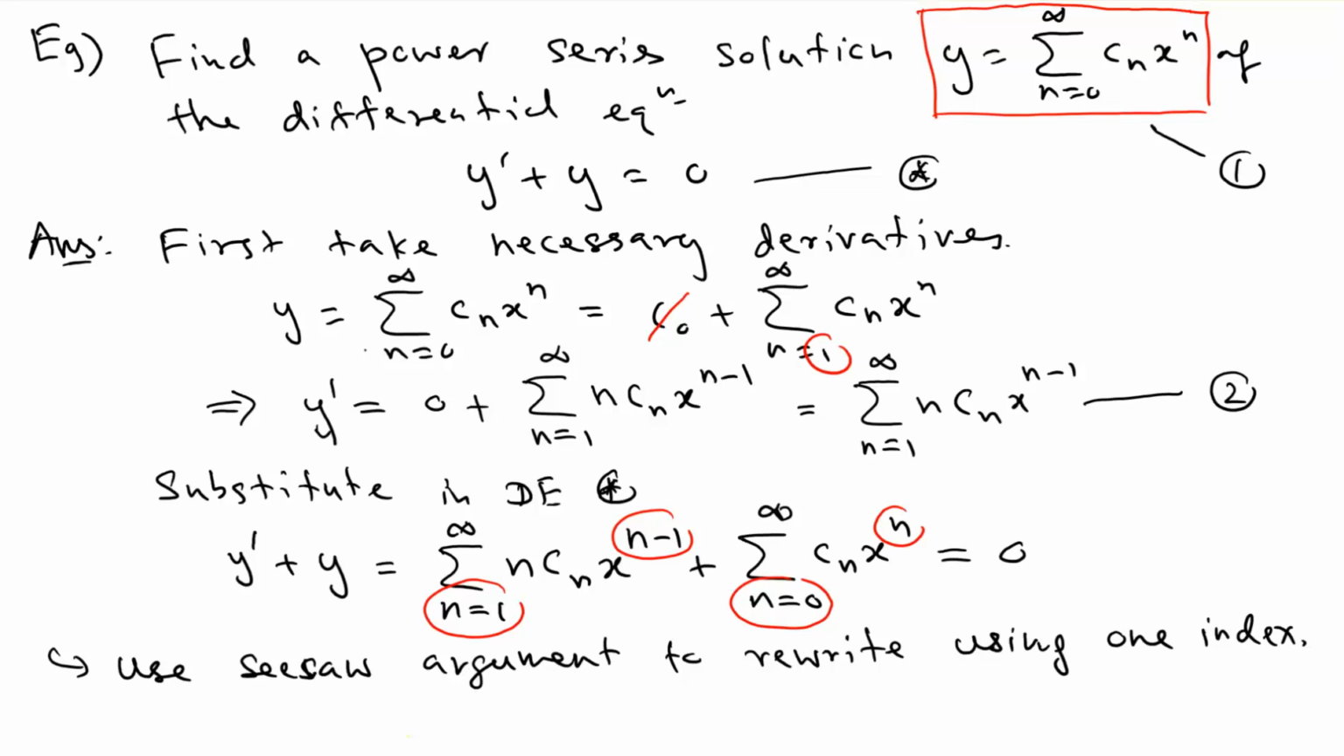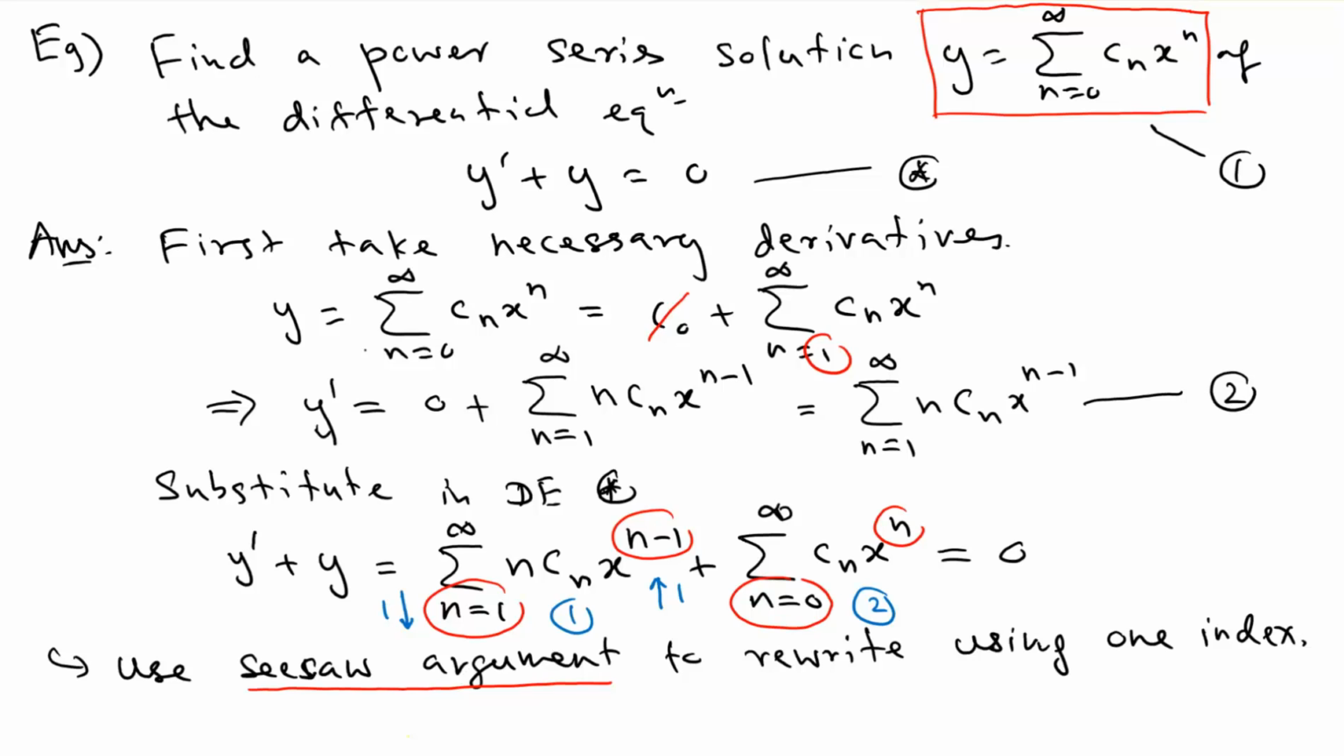Good. So let's do that. We're going to use the seesaw argument to rewrite this using one index. If you look at the second series, I'm going to call this the first series and the second series. In the second series it is x^n. So what you want is to write the first series as x^n. To do that, you want to bring the power up by 1. That means you need to bring the index down by 1. Up by 1, down by 1.